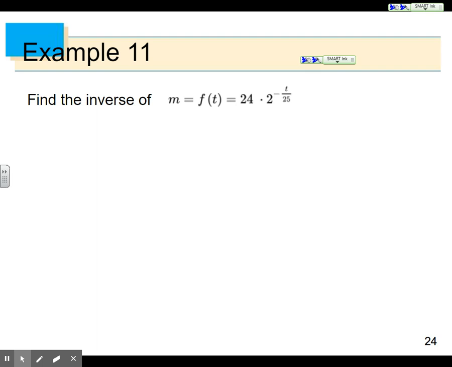So solving this for t, I'm going to act like this f of t is not there. And I'm just going to go ahead and divide both sides by 24, so the only thing over here is 2 raised to that power. Now that I've done that, I'm trying to get the t by itself. I could definitely use a log base 2 to help me out. I'm going to end up using a change of base formula anyway, so I'm just going to take the natural log of both sides. Natural log of 2 raised to the negative t over 25.